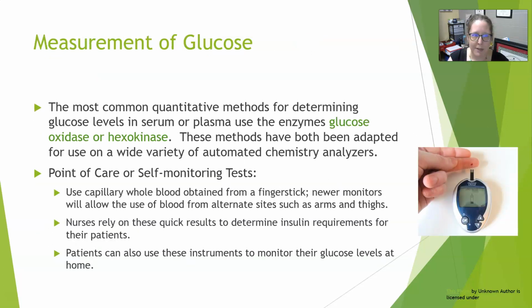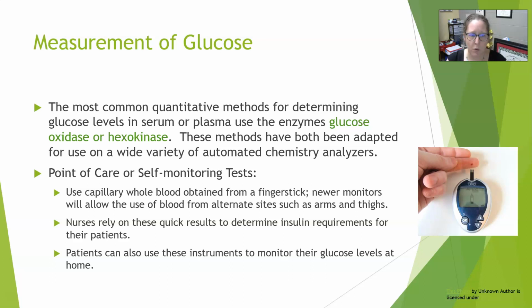So how is glucose measured? The most common quantitative methods for determining glucose levels use two enzymes, either glucose oxidase or hexokinase. So those are two different methods. And these are the methods that are used on your automated chemistry analyzers. So if the blood sample is sent to the lab, they will use one of those two methods.